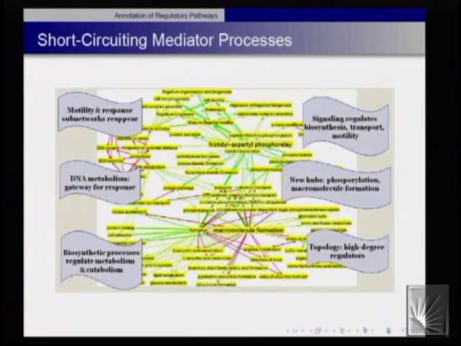Now this was interesting. Now the hubs become processes that are involved in regulation at a later stage in the cell, right? Phosphorylation, which is about post-transcriptional regulation of gene expression, and macromolecule formation. I think this was interesting. And then we observed other things, but I think I should skip this and go into other problems.